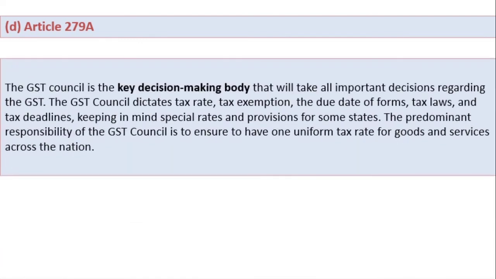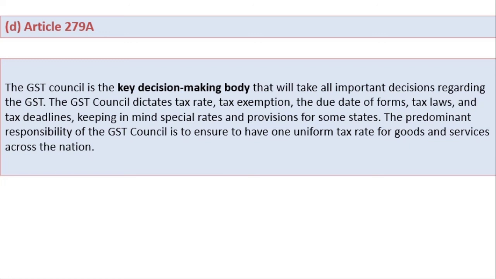Article 279A is for GST Council. In GST Council, Finance Minister will be a chairperson, Revenue Minister of different states will become members, and they will discuss various points for the GST. What are the functions of GST Council? The GST Council is the key decision making body that will take all important decisions regarding the GST. यानी सारे important decision जो GST के बारे में है वो सारा GST Council लेती है.